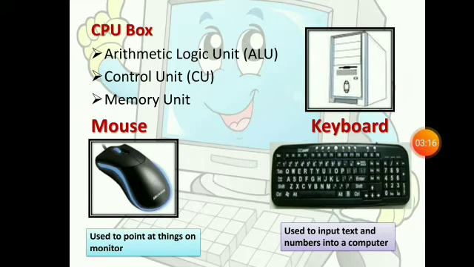Next, mouse. A mouse is used to point at things on a monitor. It is also used to draw pictures. Next one is keyboard. A keyboard is used to input text and numbers into a computer. Entering text into a computer is called typing. A keyboard has many keys.